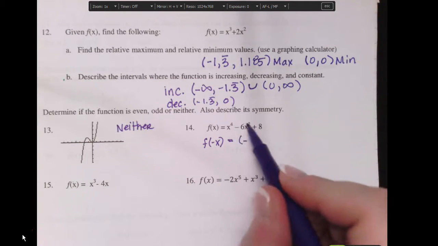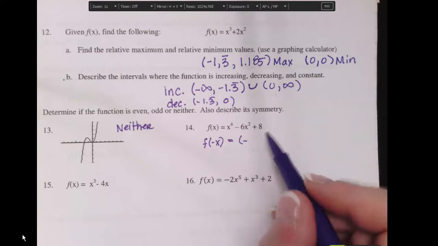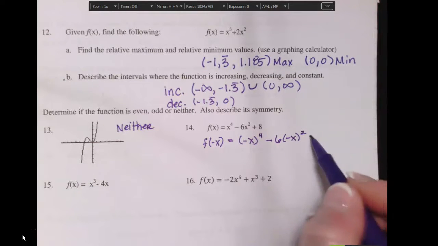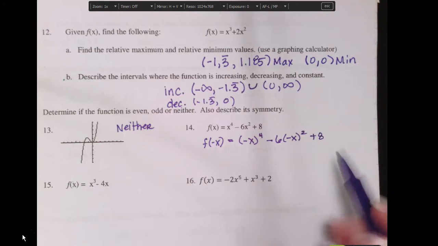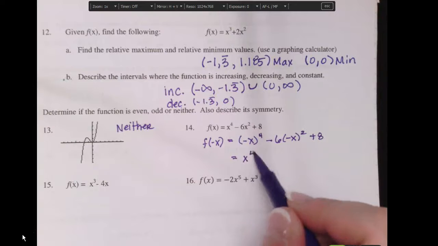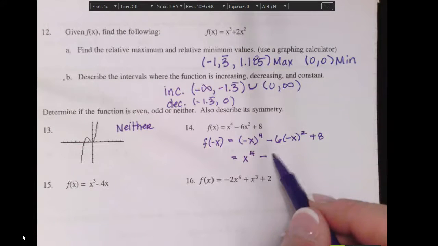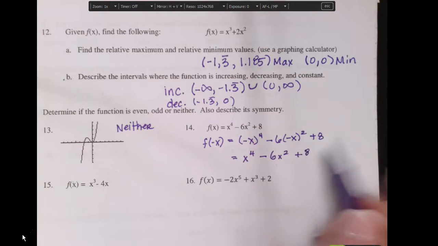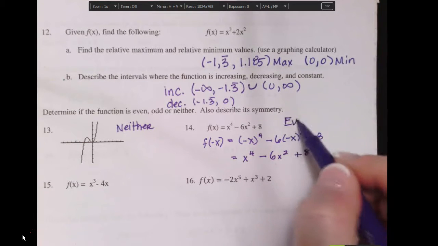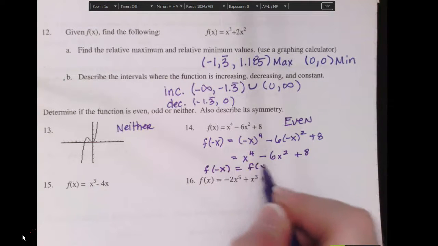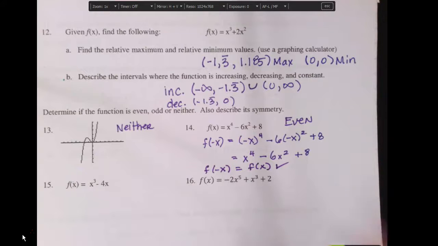So I can kind of predict all of my powers are even in this problem, so I'm predicting that I'm going to get back the original function. But if I'm doing a good job showing my work, I'm going to show where I plug that in. So negative x to the 4th, the negatives cancel, negative x squared, the negatives cancel. So in order for a function to be even, f of negative x has to equal f of x, and that's true. So that one's even.